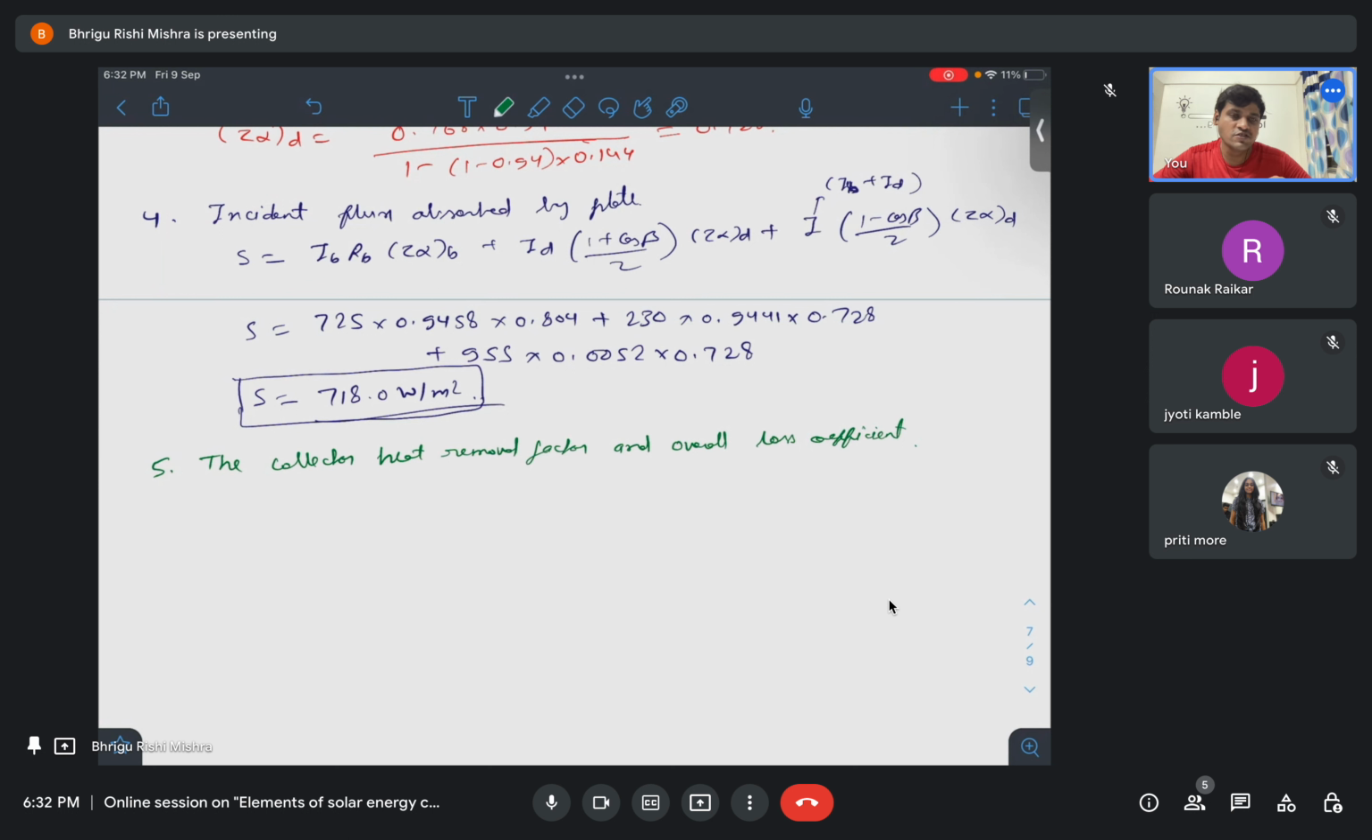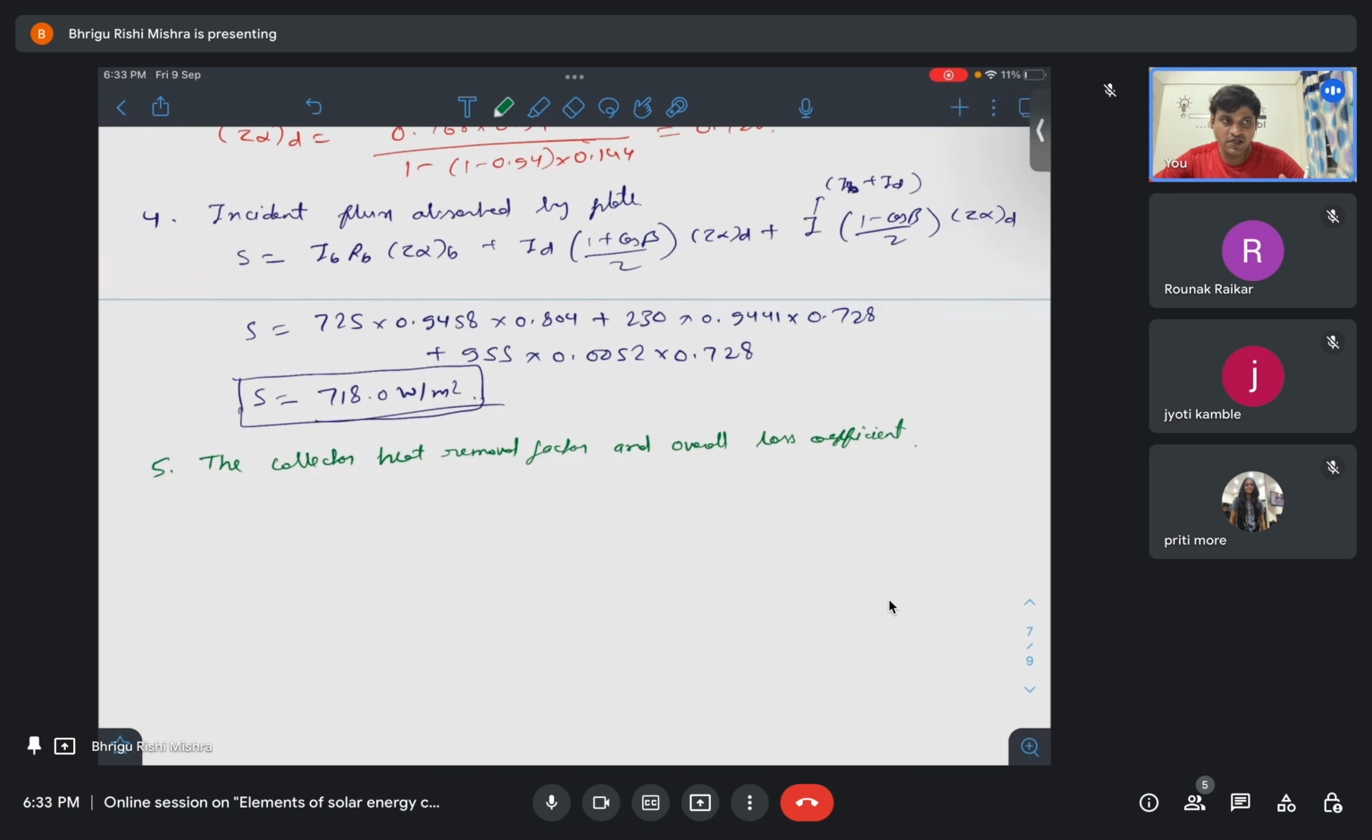Okay, so iterative means first you have to assume a certain value of the overall loss coefficient, and then based on that you can calculate the heat removal factor, the temperature of the different covers, then the plate mean temperature, and then based on that you can calculate the total loss, and from there you can calculate again the UL, which is the overall loss coefficient, and if it is not matching with the value which you have assumed, then you have to follow the same iteration again.